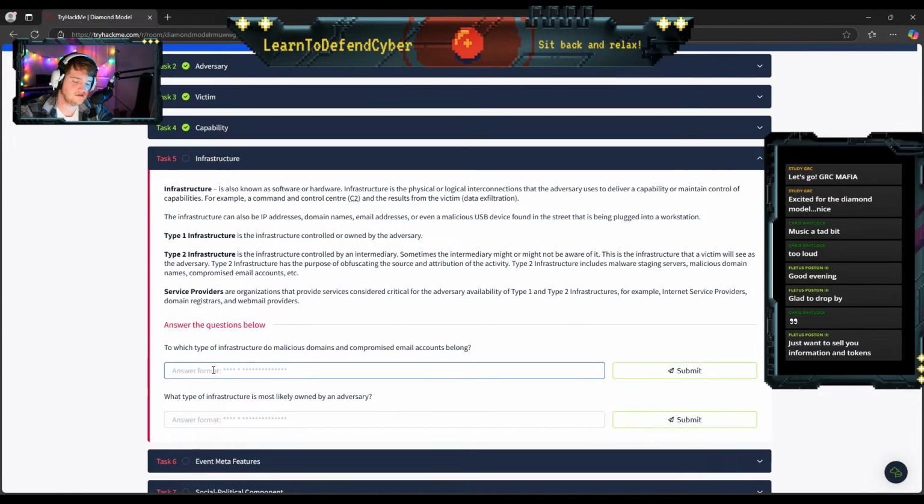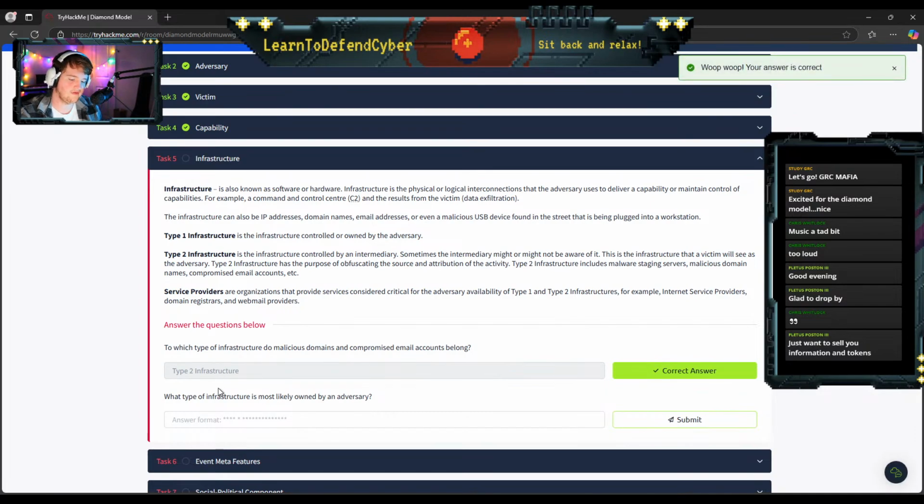Which type of infrastructure do malicious domains and compromised email accounts fall under? That's our type 2. What type of infrastructure is most likely owned by an adversary? That's our type 1.